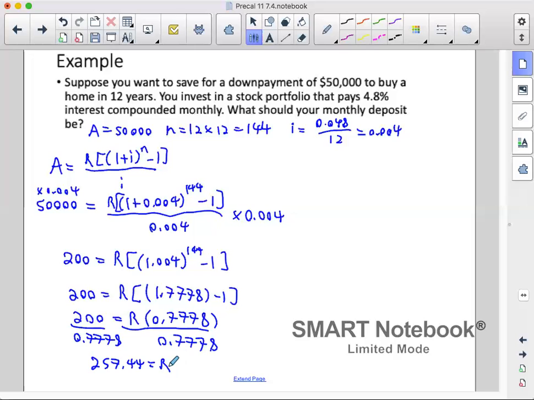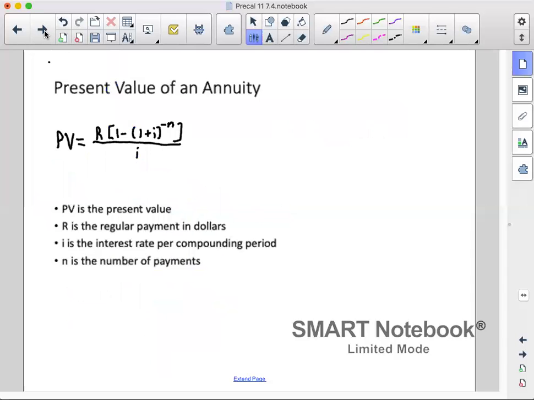Okay, so these annuities have dealt with ones where we're investing. We have a slightly different formula for if we're borrowing. So for borrowing, it's present value of an annuity. So present value is the amount that ends up being paid out or how much is owed. R is the regular payment in dollars, I is interest rate per compounding period, and N is the number of payments.